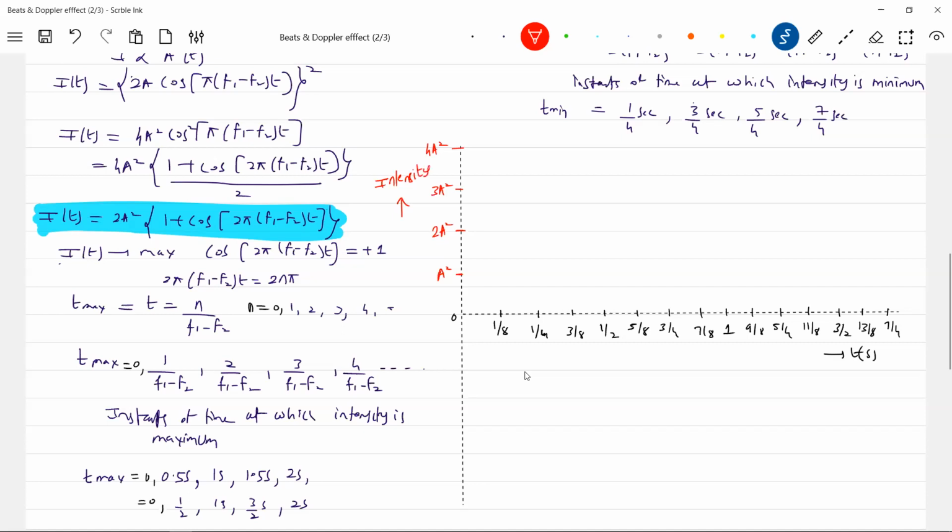Versus time graph. So the first point, where will it come? It will be here. T equal to 0. T equal to 1 by 8. Substitute here 1 by 8. Some of you say, sir, we are not understanding what you have to do.